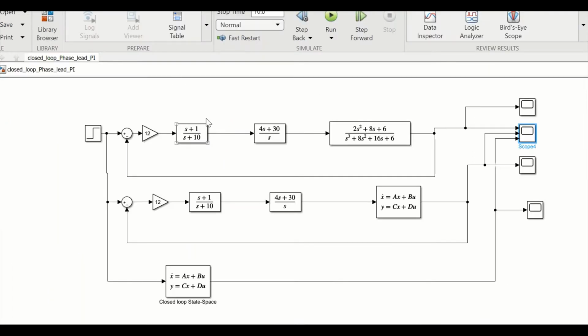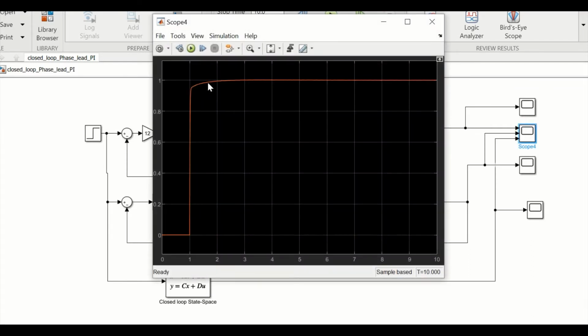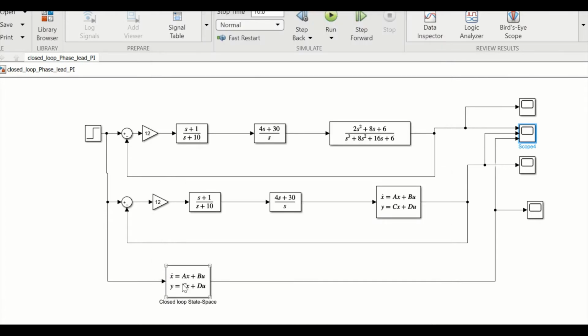Can then go into the simulation now, which is here's my phase lead, there's my PI, and here's my closed loop state space equations. So if I now run this one and have a look here, again we see all three outputs looking exactly the same, indicating that we've worked out the closed loop state space equations correctly.